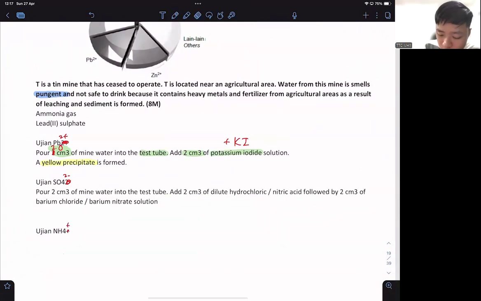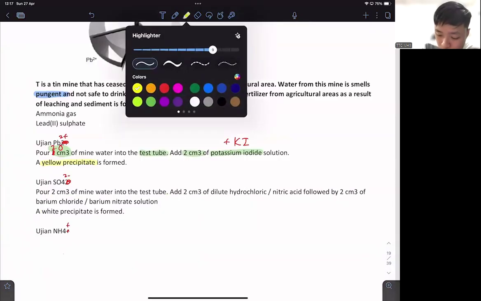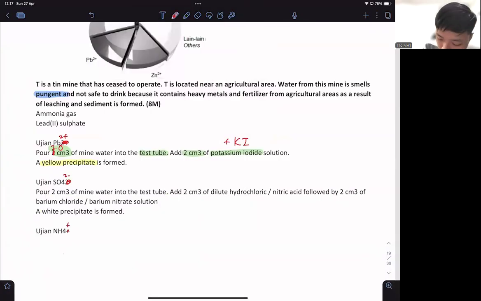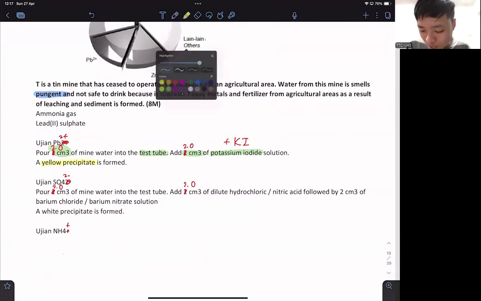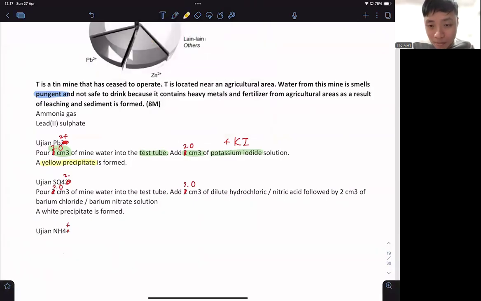This is sulfate ion. I'll show you. You also put 2.0, all put 2.0. More standard answer, because in the exam they mark very strictly. Your teacher suddenly minus, becomes 0 mark. So you have to write a bit properly, follow the answer scheme. So 2 cm cube of mine water to the test tube, same.